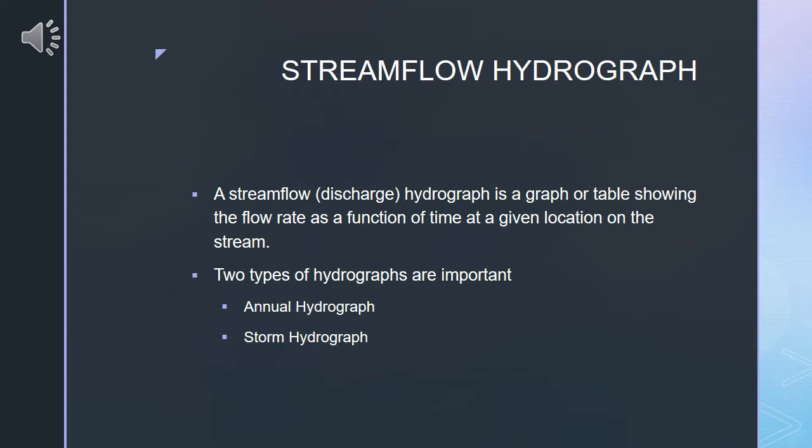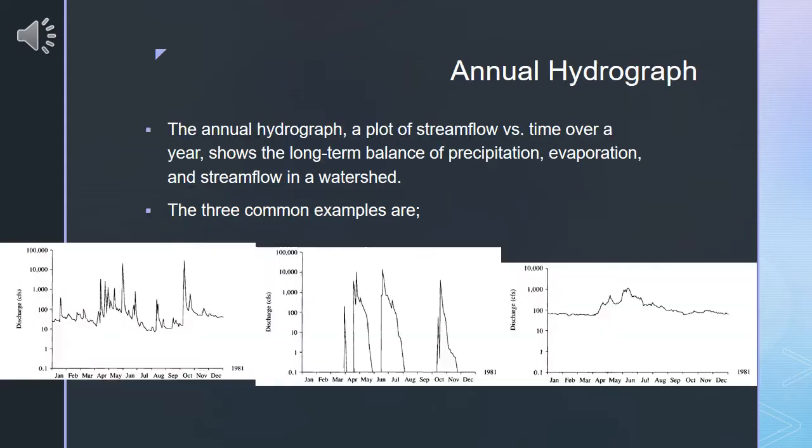One of them is the annual hydrograph, the other one is the storm hydrograph. Let's define both hydrographs. The first one is the annual hydrograph. The annual hydrograph, a plot of stream flow versus time over a year, shows the long-term balance of precipitation, evaporation, and stream flow in a watershed.